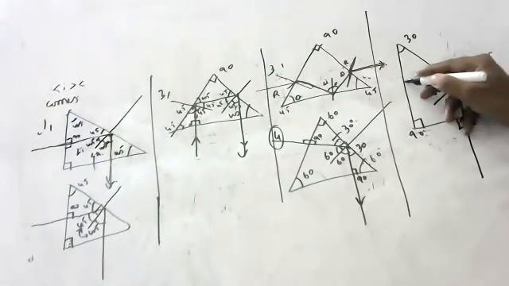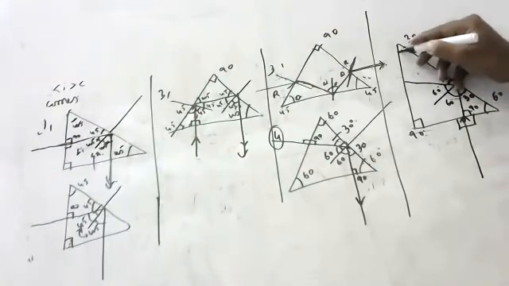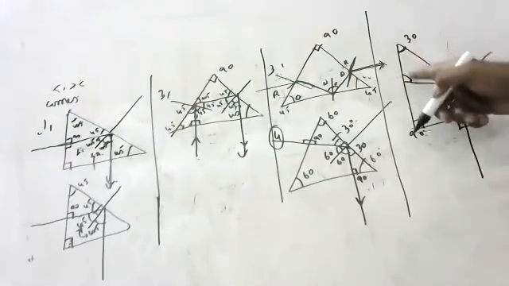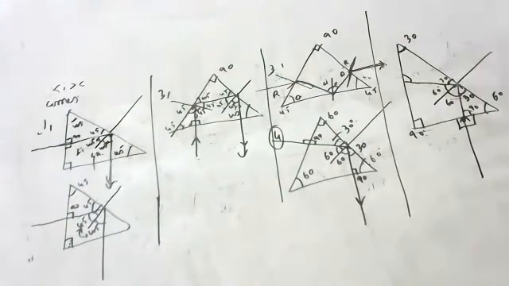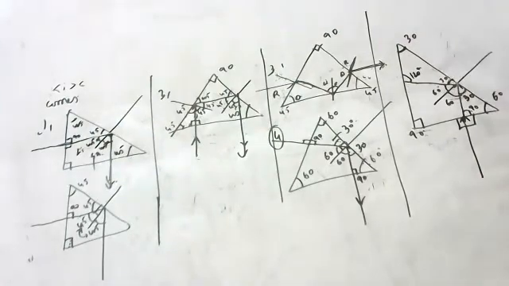Okay, children, try to understand. This is 30, this is 30. Can anyone help me? How much is this angle? 30, 30. This one, how much, children? 120. Yes, 120 angle.